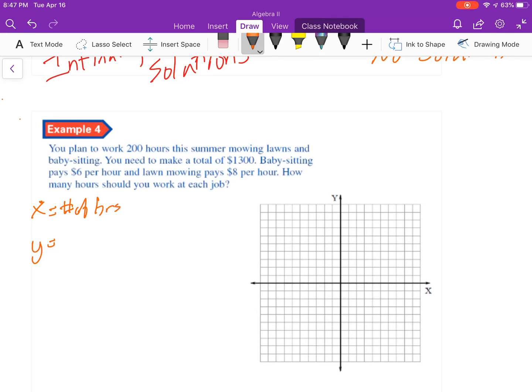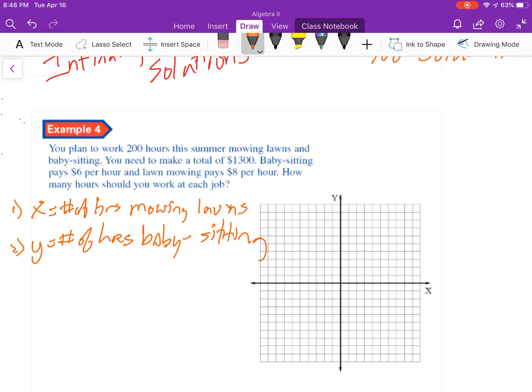Let's go with the first job. I see mowing lawns. Y is equal to the number of hours babysitting. Okay, so now there are 2 unknowns. That means I need 2 equations. So I'm going to write one equation involving the 200 hours. I know that the number of hours I work at the mowing plus the number of hours working at babysitting has to add up to be 200.